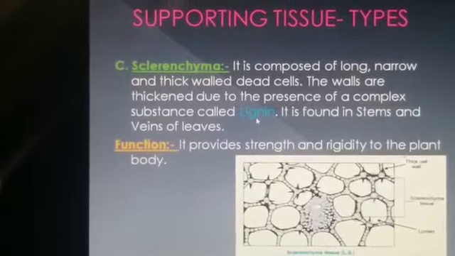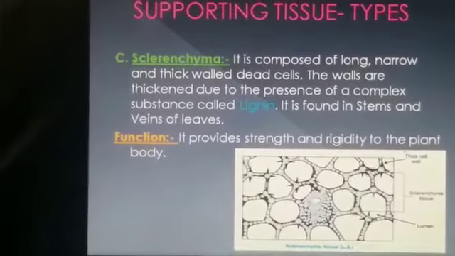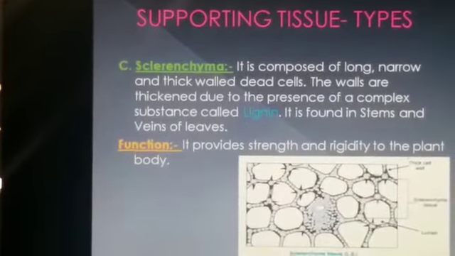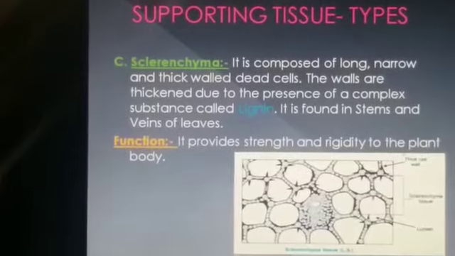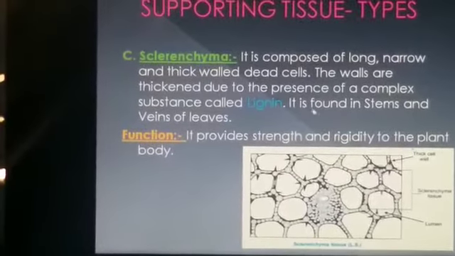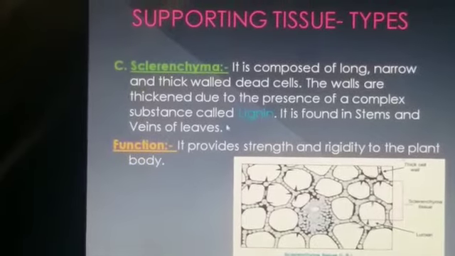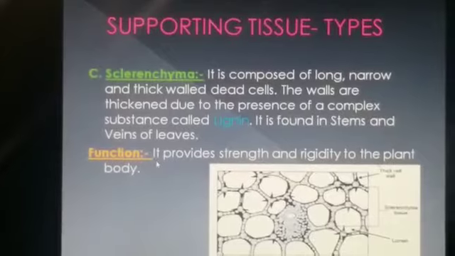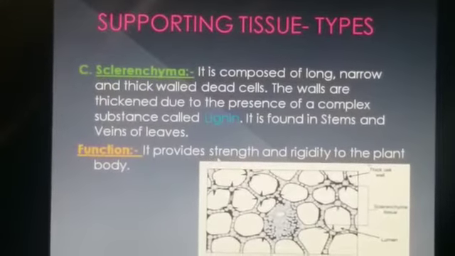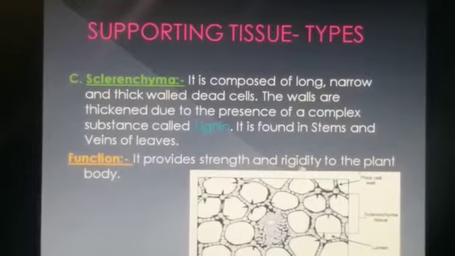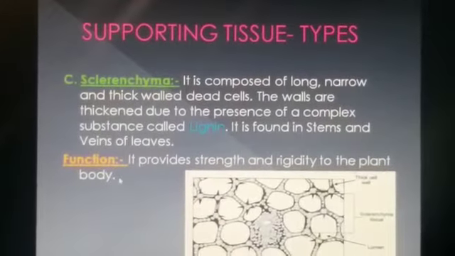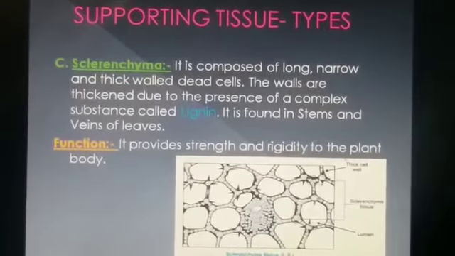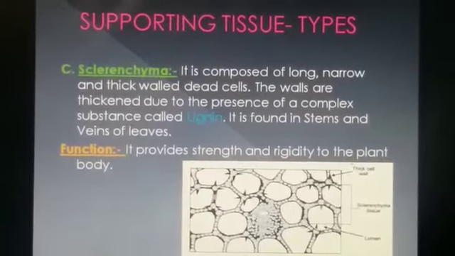What is lignin? Lignin is a class of complex organic polymer. And what is its role? It is important in formation of cell walls. Sclerenchyma is found in stem and veins of leaves. Now let's go to the function. Sclerenchyma's function is to provide strength and rigidity to the plant body. The diagram shows it also has thick walls, cell wall, and there is a lumen between them.